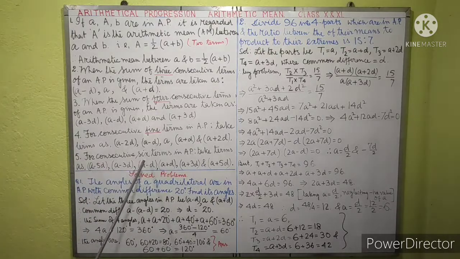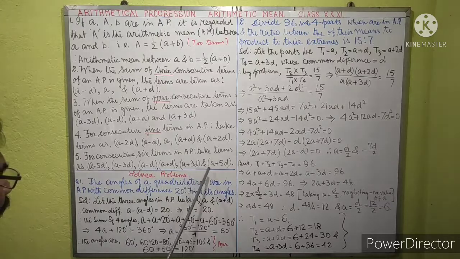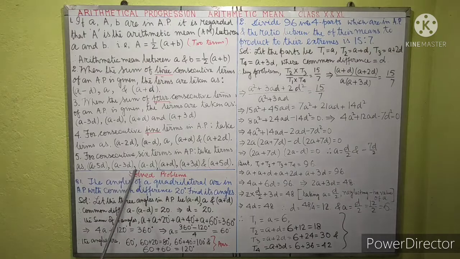For 6 consecutive terms in AP, take the terms as a minus 5d, a minus 3d, a minus d, a plus d, a plus 3d and a plus 5d. This is the first term, second term, third term, fourth term, fifth term and sixth term. In the course of our study, we will use the different steps that I have shown here.